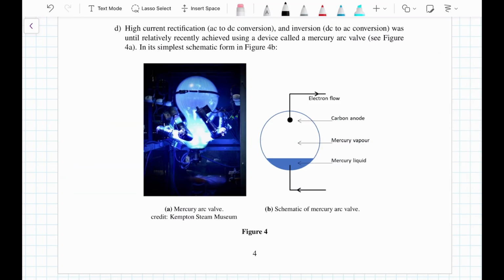So in this video, we're going to look at question D from section 2 of 2023. It says high current rectification, AC to DC conversion, and inversion, which is from DC to AC, was until relatively recently achieved using a device called a mercury arc valve.